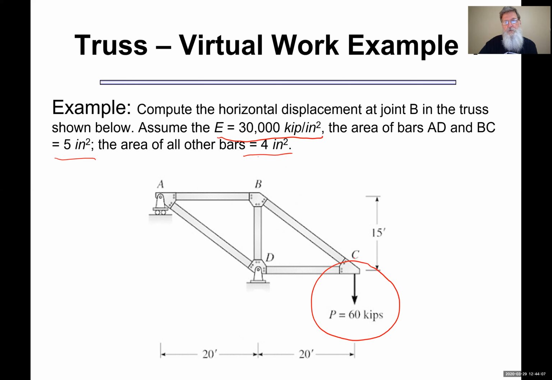That's my real force system. So the first job is to find the force in every element in this truss. There's 1, 2, 3, 4, 5 elements. So find 5 forces due to the real load, 60 kips.